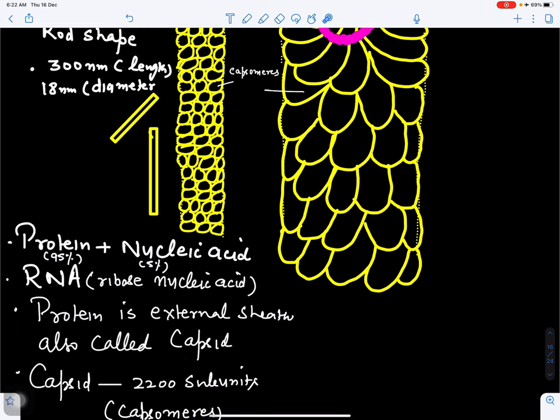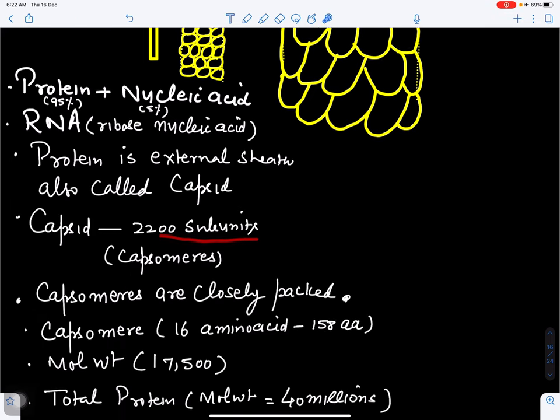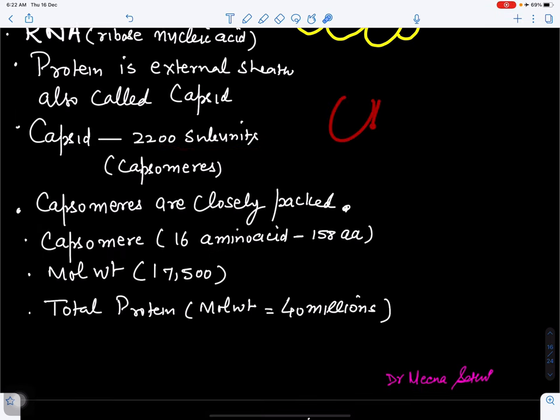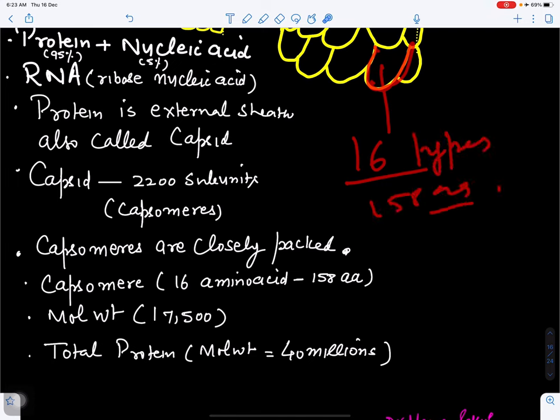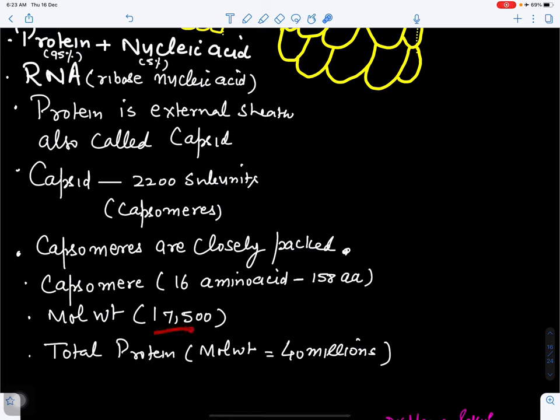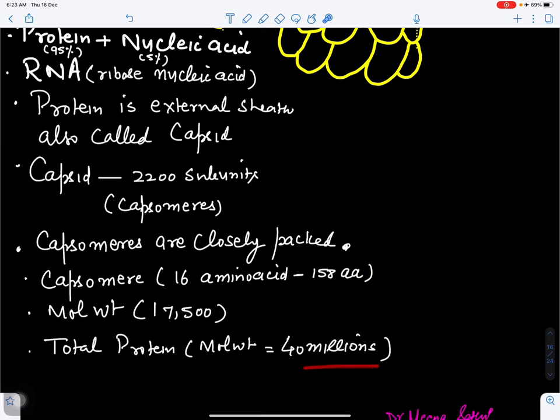Now, this capsid is made up of capsomeres, and the capsomeres which make the capsid part are about 2200 subunits. These capsomeres are closely packed. And each capsomere is made up of 158 amino acids, with 16 types of amino acids. Its molecular weight is 17,500. And the total protein weight of the capsid part which is making the outside is 40 million.